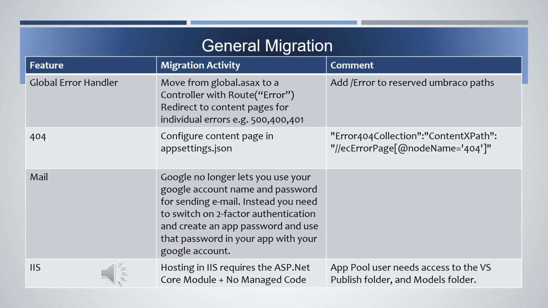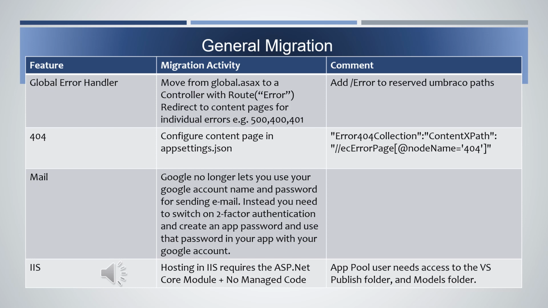The global error handling used to be done in the global.asax file, but this is not available in .NET Core. It is now implemented as an error controller with the error route a reserved Umbraco path. Content pages for each of the error codes are created in the CMS, e.g. 500, internal server error, 400, 401, etc. The default 404 not found page is configured in the app settings Umbraco config file.